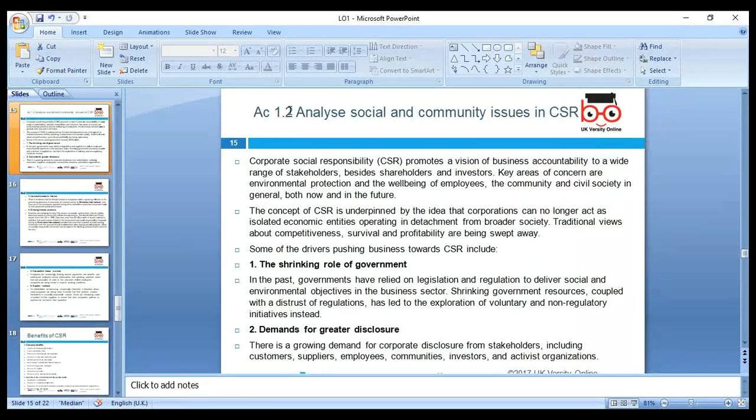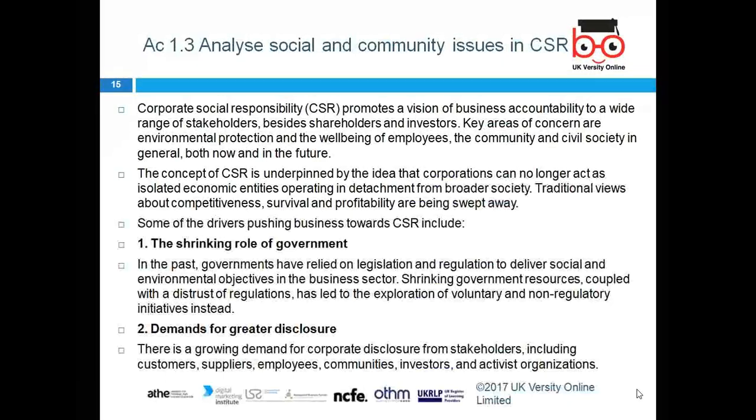1.3 is where we're looking more. 1.3 is we're looking to analyze the social and community issues. There are a lot of social and community issues, hate crimes between communities. So we need to look around to promote the vision of business accountability to a wide range of stakeholders. Stakeholders mean anybody who has any interest in the business. Key areas of concern are environmental protection, well-being of people, community and society.